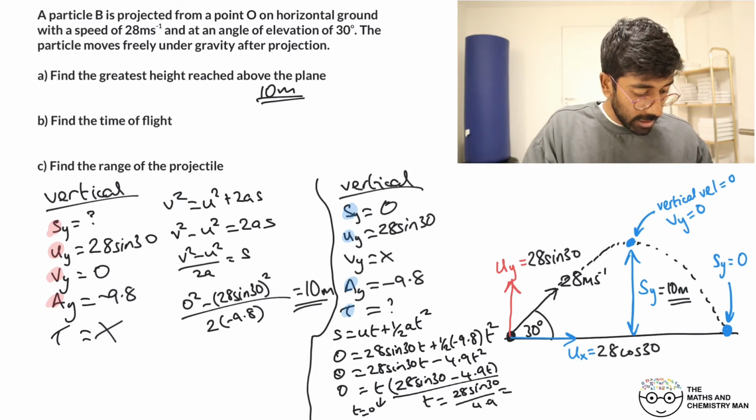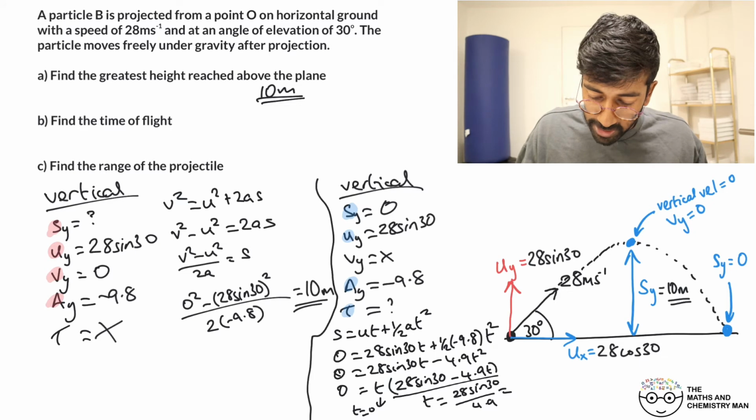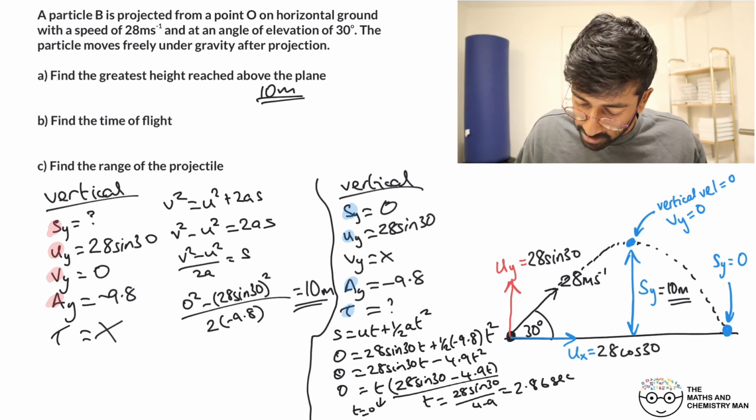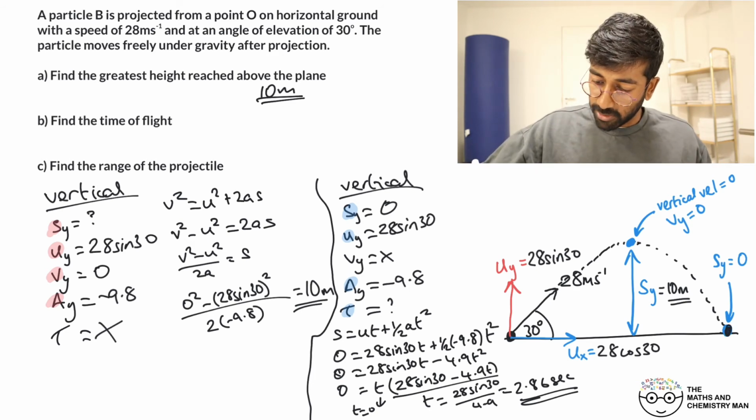So we need to punch that one into the calculator. Let's do that real quick. 28 sine 30 all divided by 4.9. That comes out as, we'll go to three significant figures, 2.86 seconds. Okay, we're happy with that. So what we're saying is that it crashes into the ground over here after 2.86 seconds.